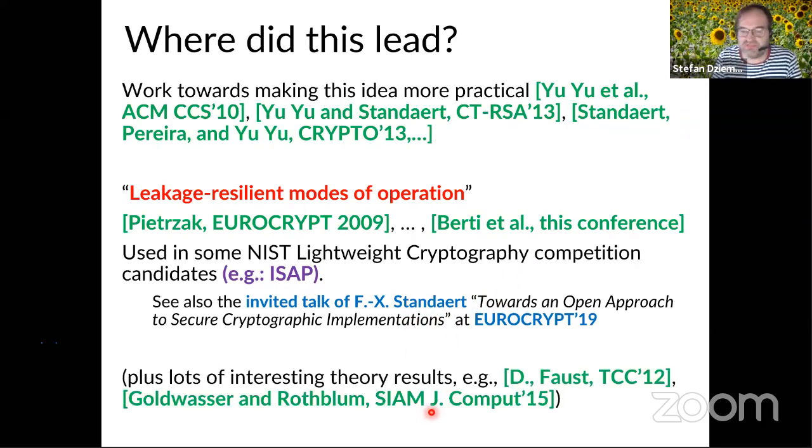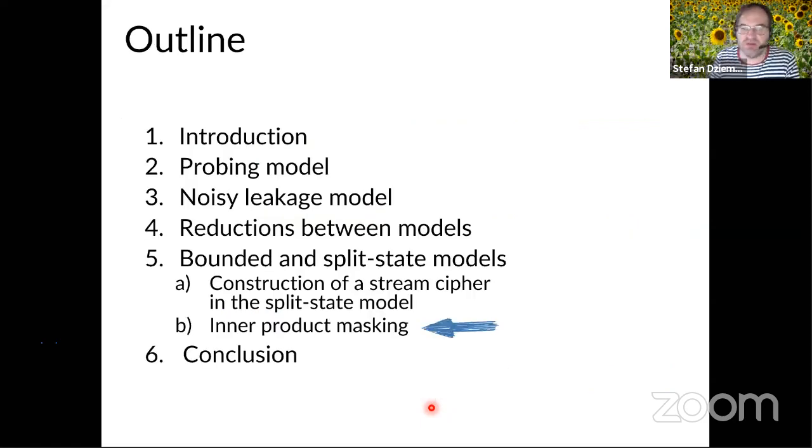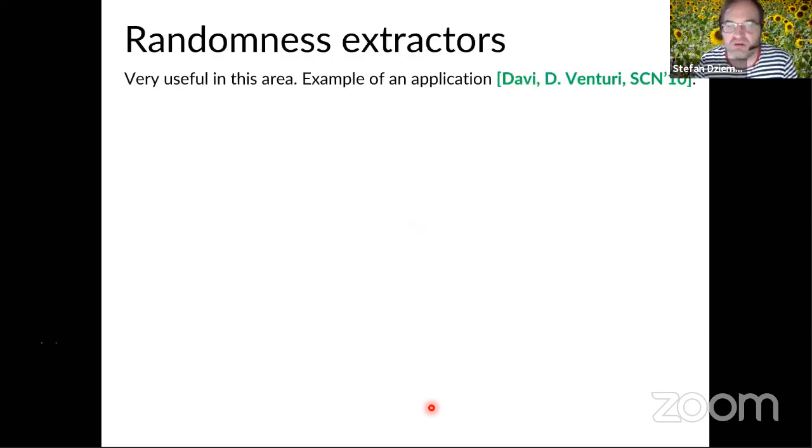And there were lots of interesting theory results. Also, one of the tools that we used there was computational pseudo-entropy, which is a nice theoretical concept, so there were people writing papers on this. And the last thing I wanted to tell you about is inner product masking. This brings me back to extractors. As I told you, randomness extractors are very useful in this area.